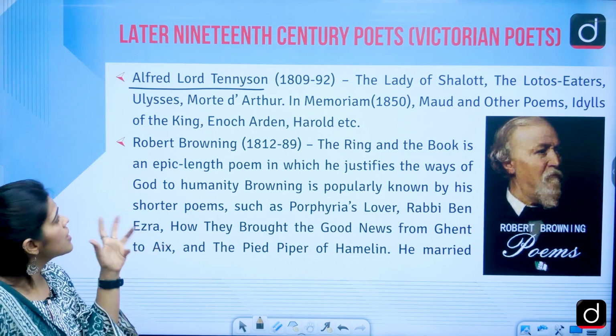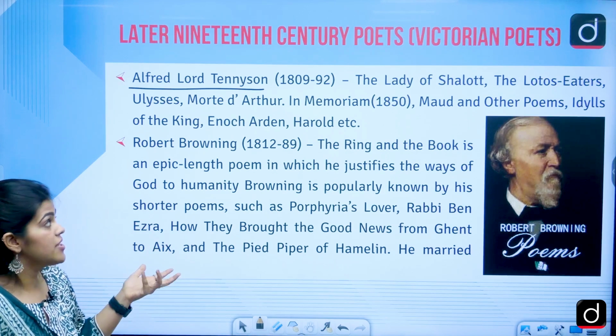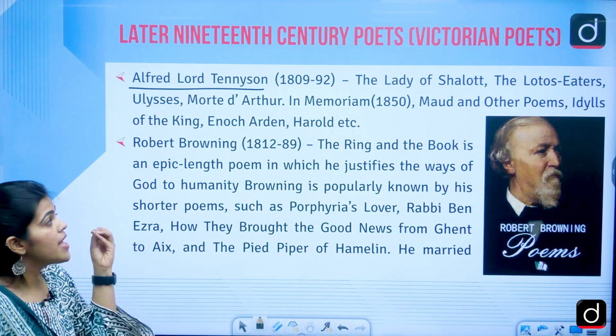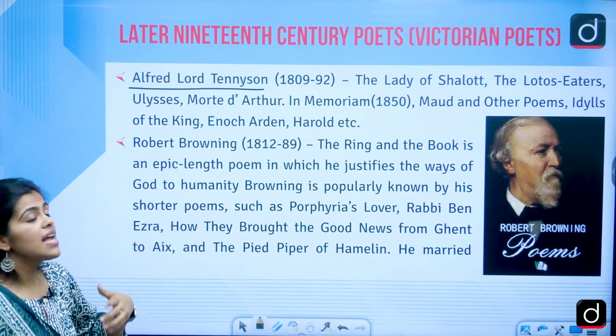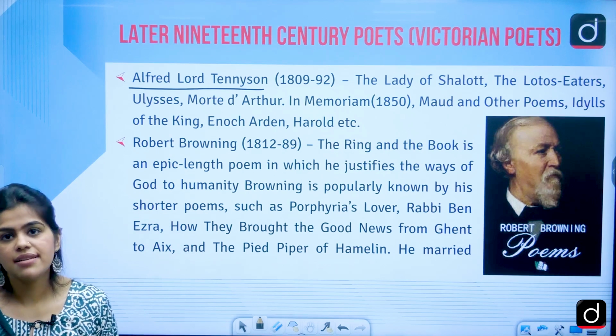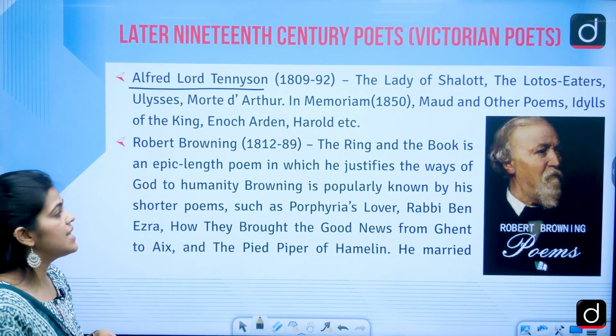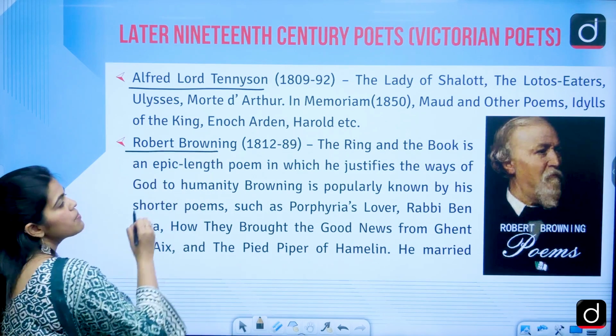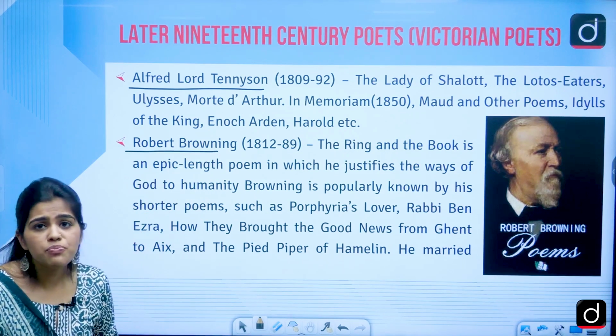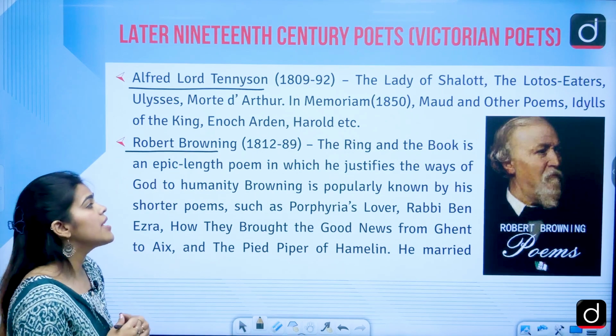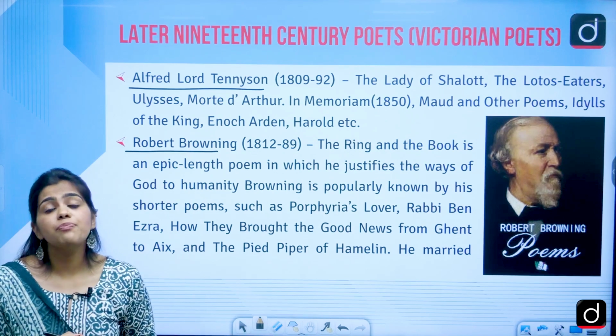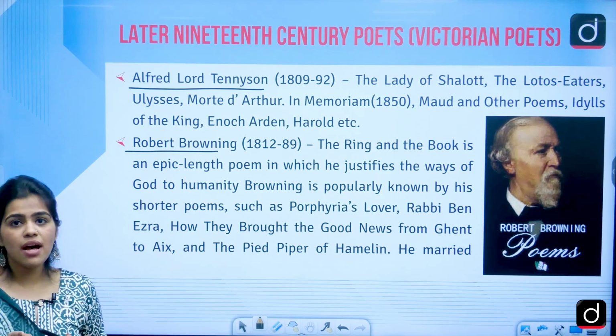Also, there are other important works like Morte d'Arthur, In Memoriam, Maud and Other Poems, and other associated texts that we will be dealing with. Then comes Robert Browning, one very important poet who has written The Ring and the Book, an epic-length poem from which in-depth questions are asked.